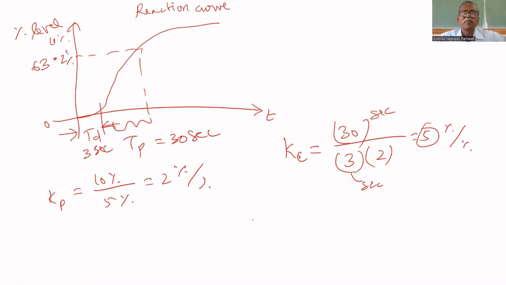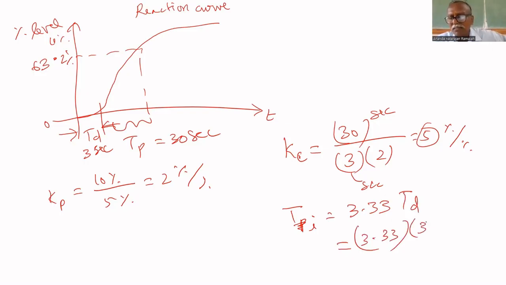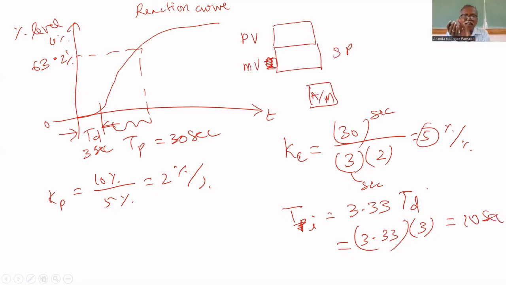So you got Kc. What about Ti? Ti equals 3.33 TD, that is 3.33 multiplied by 3, equal to 10 seconds. You got it. That's all. Tuning parameters I got. Then transferring from manual to auto mode is called bumpless transfer. Note down this new word. Transferring from manual to auto mode is called bumpless transfer.